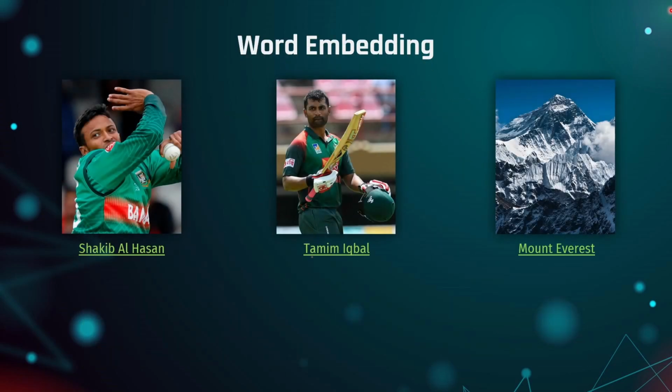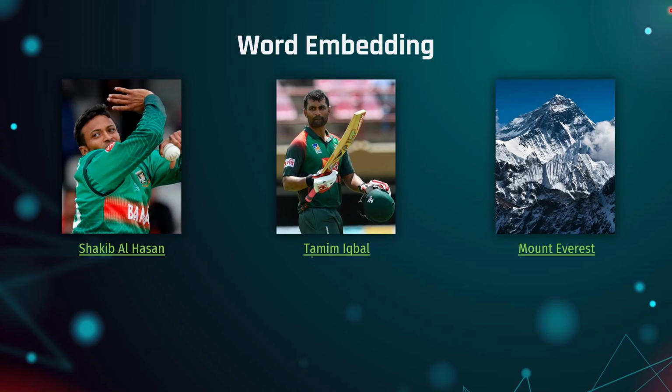So স্ক্রিনে আপনি তিনটা ছবি দেখতে পাচ্ছেন. So I believe something feels odd, right? So আপনার মনে হচ্ছে ঠিক আছে আমি বুঝলাম শাকিব আর তামিম, okay, I understand, but what's Mount Everest doing here, right? So Shakib or Tamim, they fall under the same domain, but Mount Everest, it's something different, right?